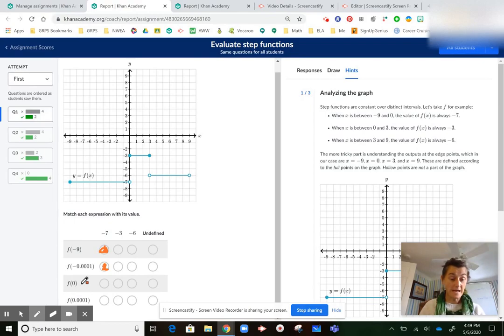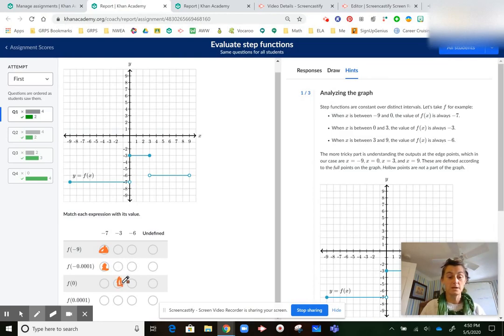What's the value of f of x? Meaning, what is the value of the function when x is 0? Fine, I'll find where x is 0. And the value of the function, I hit it right there. The value of the function is -3, or my y, or f of 0 is -3.